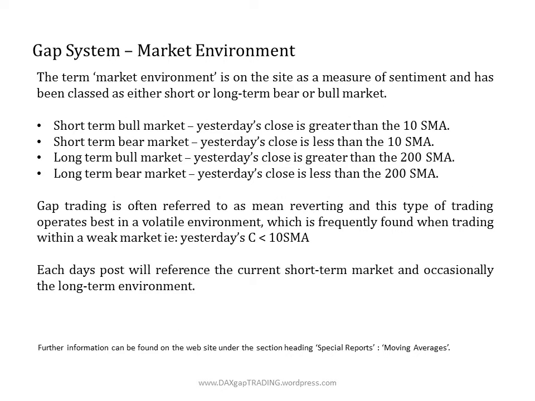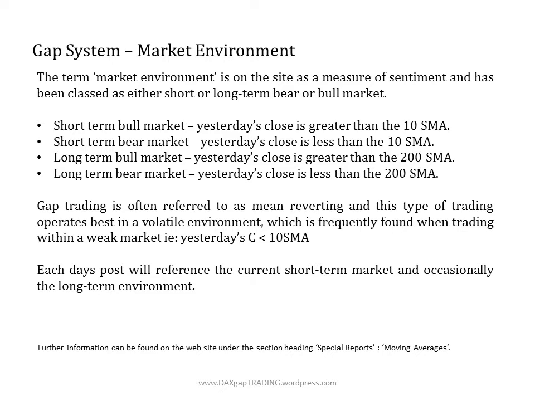The first component that we'll be taking a look at is the market environment, and on the site it is a measure of sentiment, and it's been classed as either a short or long-term bear or bull market. A short-term bull market is using the widely followed 10-period simple moving average. Longer term is the 200.